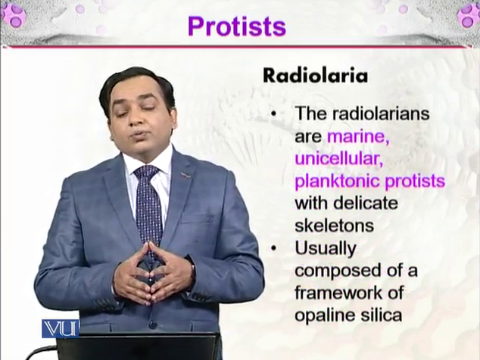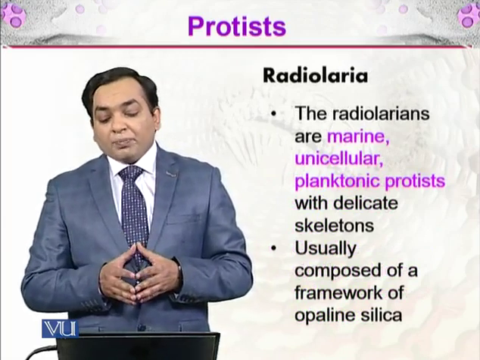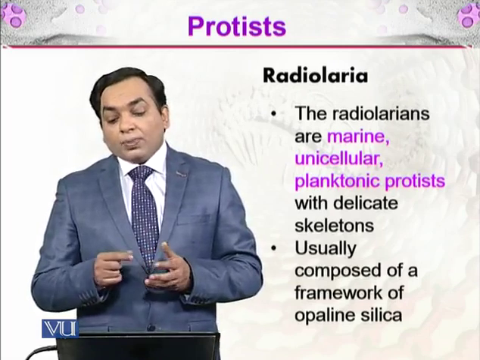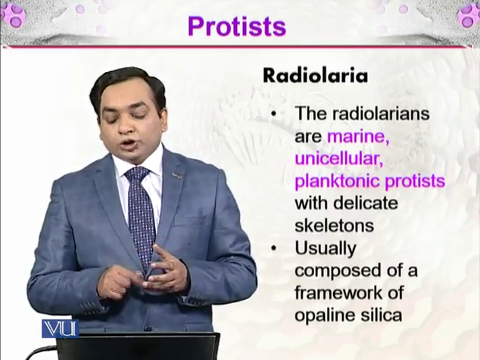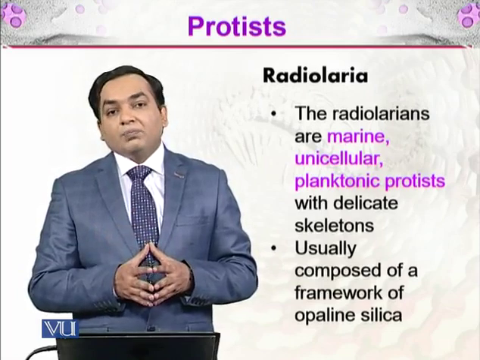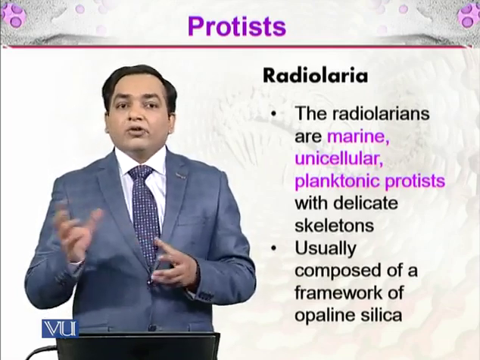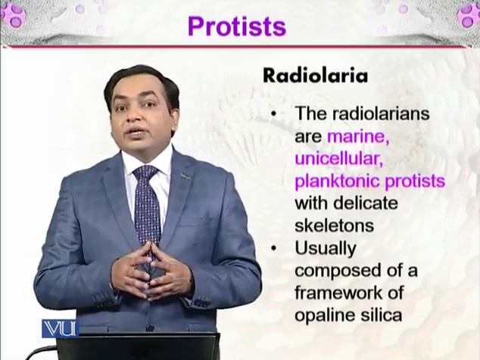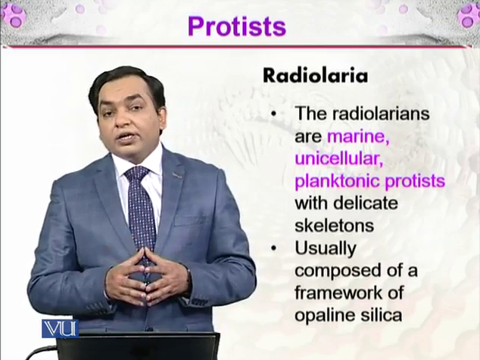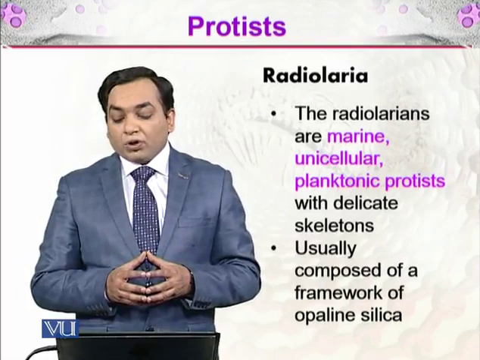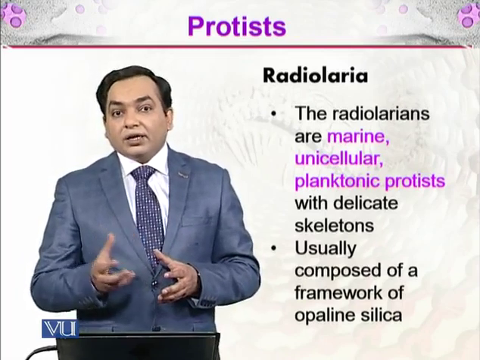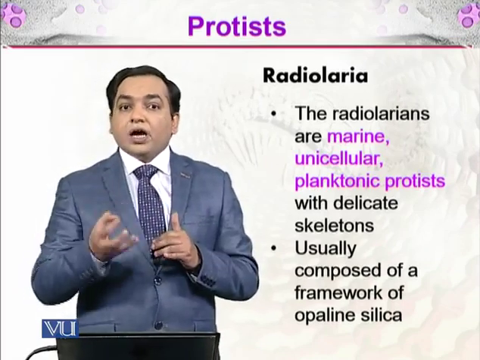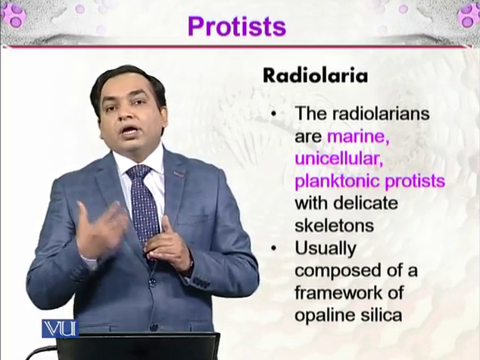Then the next group is the Radiolarians. The Radiolarians are marine, unicellular, planktonic protists with delicate skeletons. Marine means they live inside the ocean. Unicellular means they are made up of one cell. Planktonic means they are drifting in the ocean. They contain not a hard calcareous but a delicate skeleton, usually composed of a framework of opaline silica. Silica is sand, so when they die, they sink to the bottom in the form of sand.